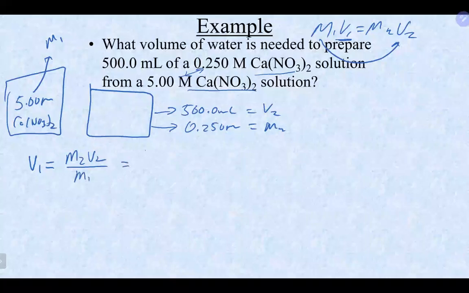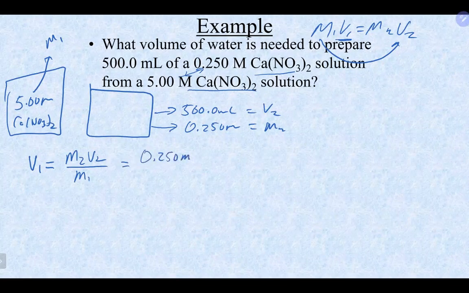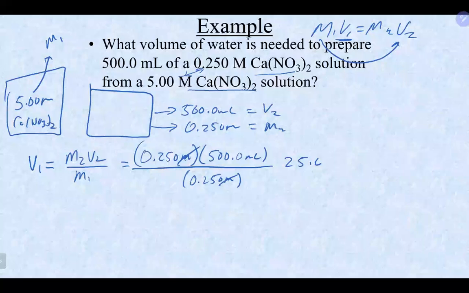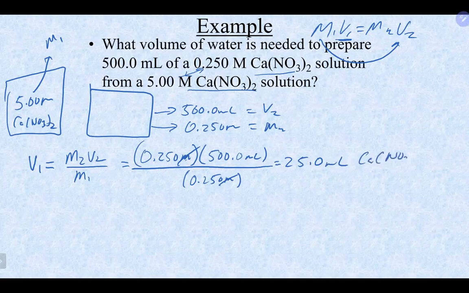Putting in our numbers here would get us 0.25 molar. Once again, I'm not going to worry about the milliliters here because it will work out okay in this equation. But if you want to convert it to liters, you can. It would just be 0.5 liters. Again, it'll come out the same in this particular problem. You would end up with 0.25 molar. Our molarities will cancel. That will give us milliliters as what we're going to end up with. And that would give us 25 milliliters of our calcium nitrate.